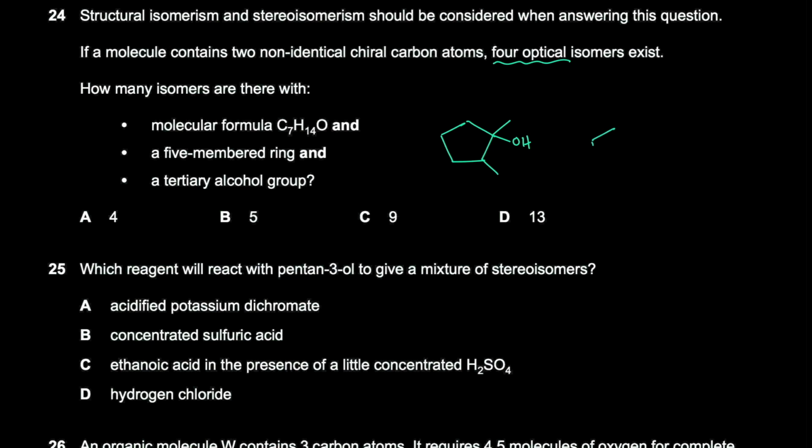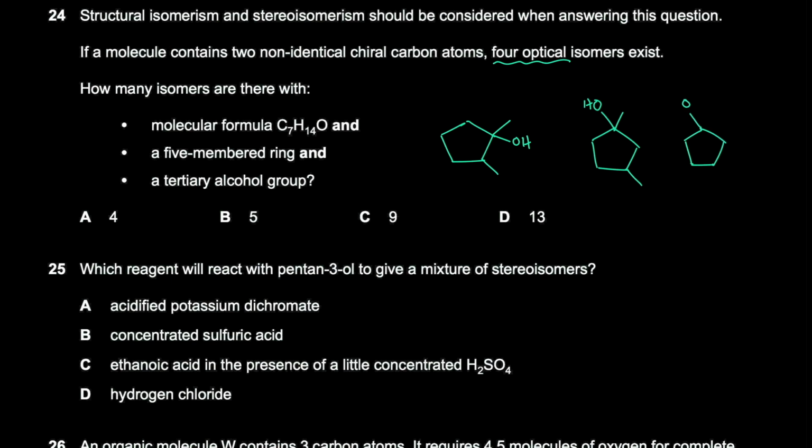Another possibility is if we had this 5-membered ring with the OH group here. Again, the tertiary alcohol group has to be there, but instead of the methyl group being on the carbon next to the OH group, it can be the one over here. If you put it here, it's the same as putting it over here, and putting it over here is the same as putting it over here. So again, alcohol is on carbon 1, so the methyl can either be on carbon 2 or on carbon 3. So now we have 2 structural isomers. The third possibility is that we don't have a methyl group, but we have an ethyl group instead.